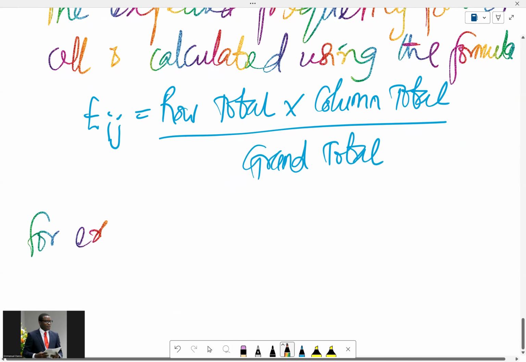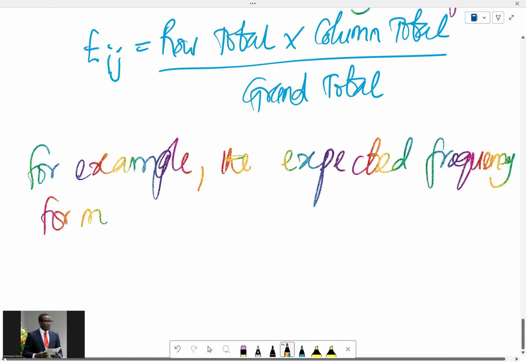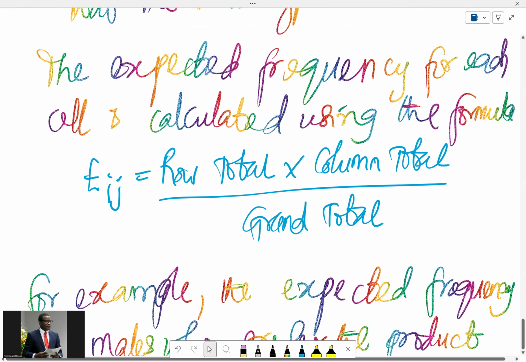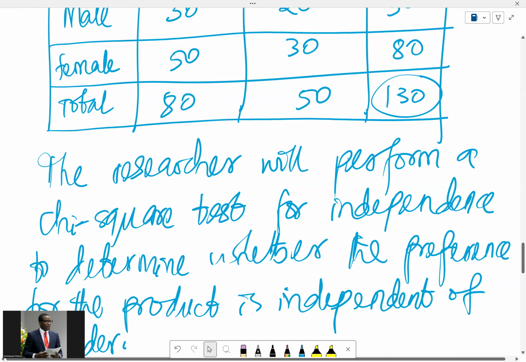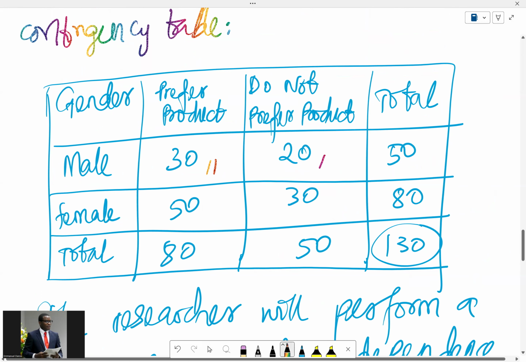For example, the expected frequency for males who prefer the product, that is cell 1,1, would be this. So here now we're doing the cell male who prefer the product, that's cell 1,1. Male who do not prefer the product, that's cell 1,2. Female who prefer the product 2,1, then 2,2. That's how the cells go.